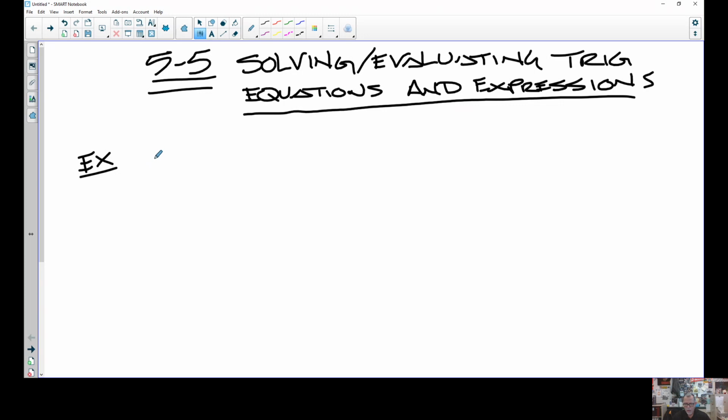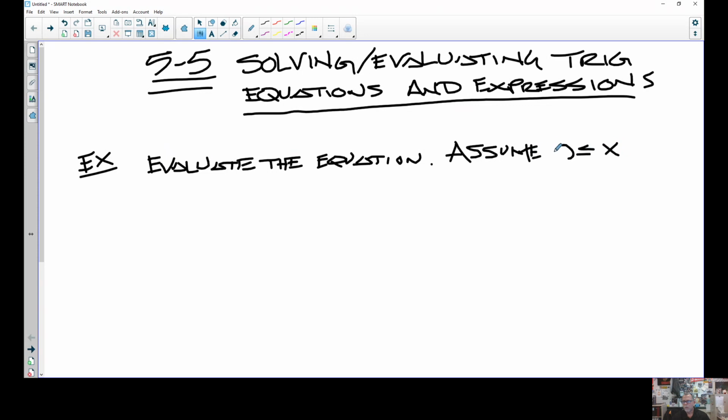All right, so first example. The way they do it is they say evaluate the equation. They might also say solve. Evaluate the equation. And then they'll say assume that x is greater than or equal to 0 degrees and less than or equal to 360 degrees. So one rotation. And they'll give you a problem like this. This is your equation to solve. Tangent of x equals 1.